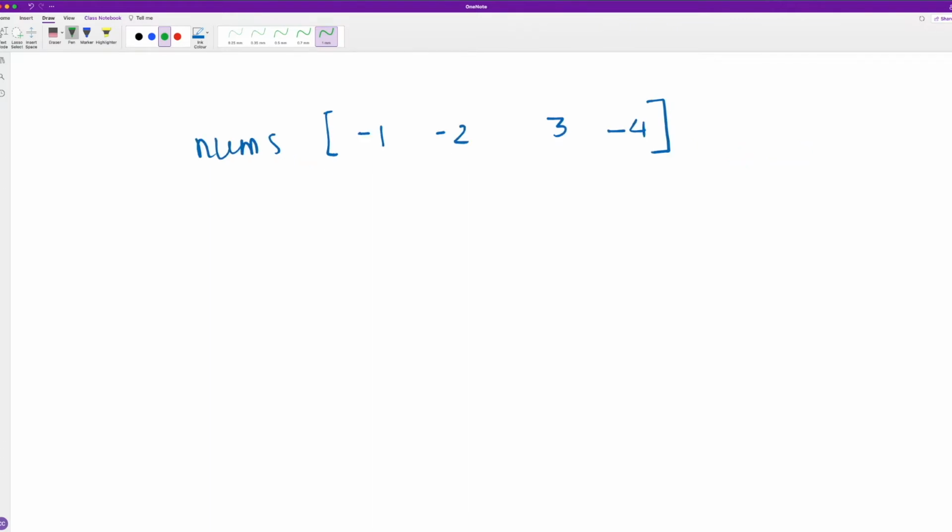So let's look at this example where we have a mixture of negative and positive numbers. So the first 2 numbers are negative, the third number, or index 2, is a positive number, and the last one is a negative number.